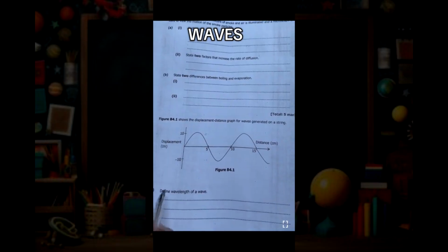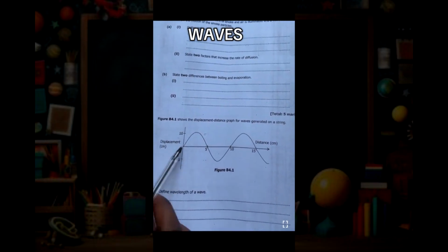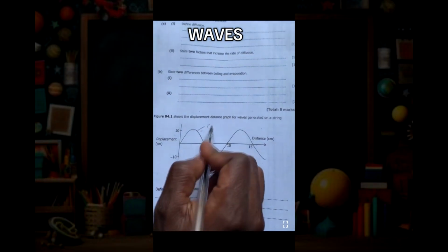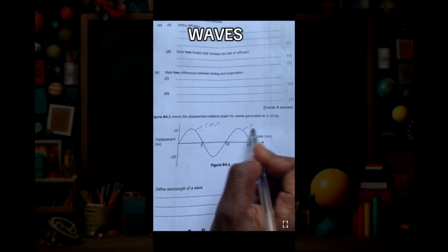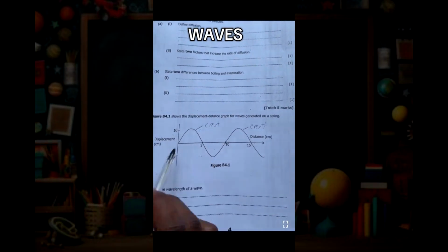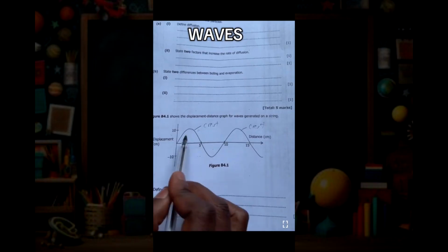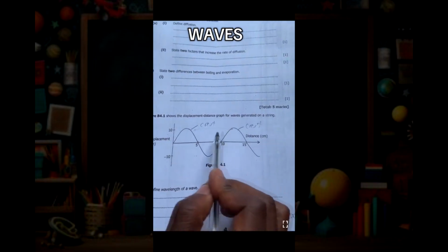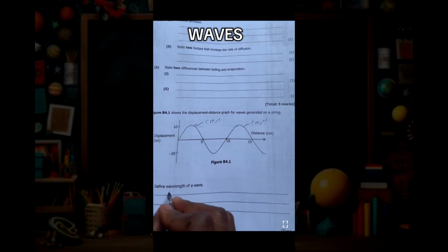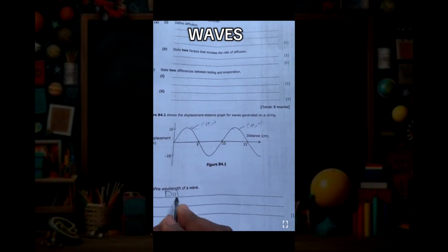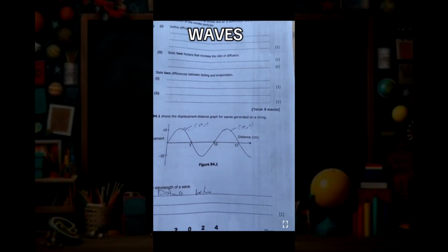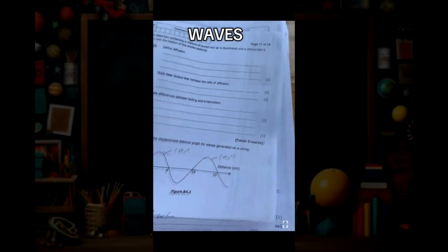So the wavelength of the wave is just the distance between two successive crests. This is a crest, okay, and this other one is a crest. So you say the wavelength is the distance between two successive crests, from crest to crest. You go to the next question.